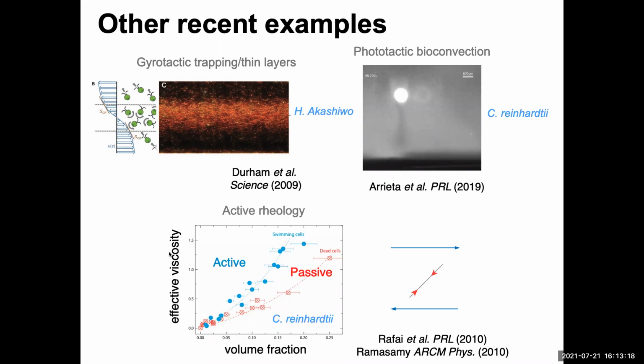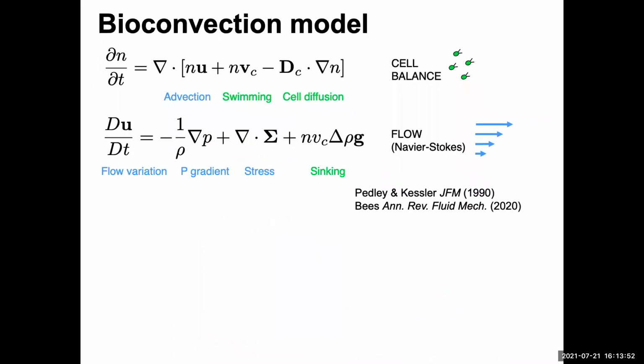And then another example is this active rheology. So if you do a rheology with swimming algae, the effective viscosity is different from that of a passive suspension, and this is because the algae are pullers, so they exert a stress on the fluid, which reduces the viscosity.